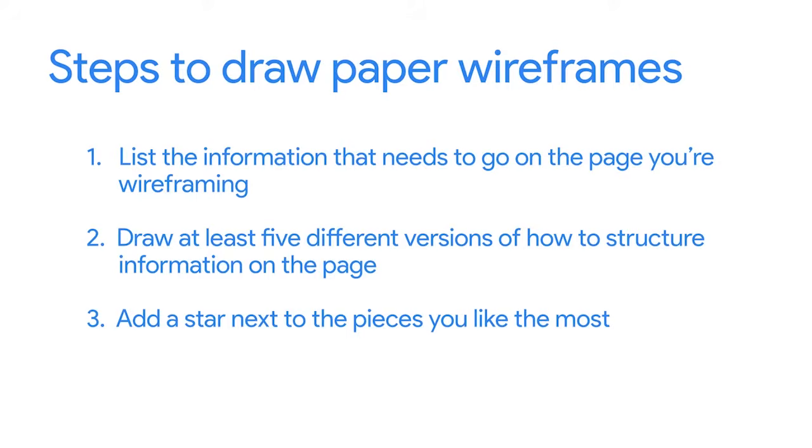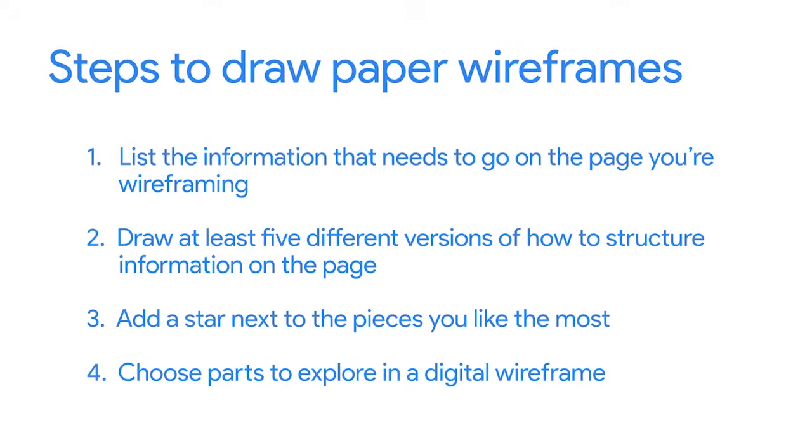Add a star next to the pieces you like the most. And fourth, choose the parts of your wireframe you want to explore further in a digital wireframe. Great, you're all done. Sketching on paper is a great way to refine your early ideas. It's important to keep an open mind to a variety of design approaches. So, use this time to identify the features and layouts you like best.